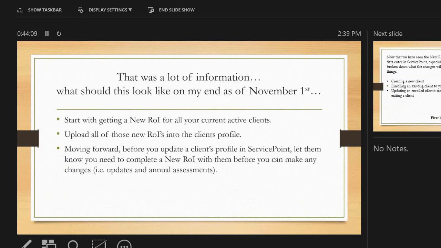And then moving forward, for clients that are already existing in the system, but were created before November 1st, but have not yet come to your agency yet, if they don't have the new ROI, then as soon as we're creating an update, or an annual assessment, or meeting with them, or adding any new information, we want to get that new ROI before we add any new information into ServicePoint. And then the final bullet we talked about a little bit earlier, but we don't have on here, is for clients who you're still meeting with and just are not putting information into ServicePoint yet, again, if at all possible, get that new ROI with that client before you have to update any information. It's going to make their life easier and your life easier.